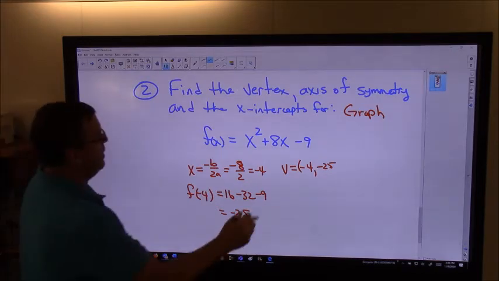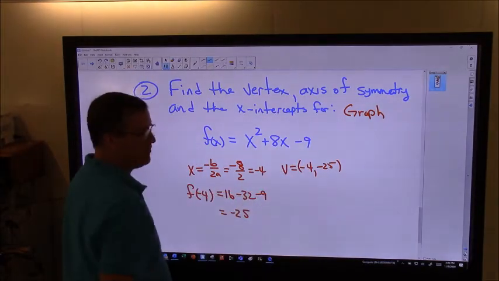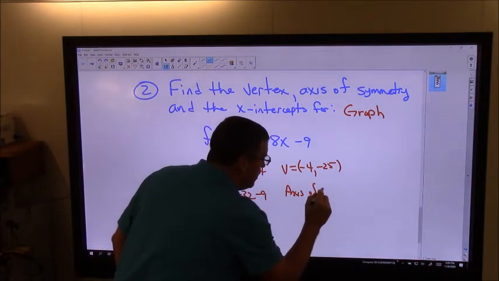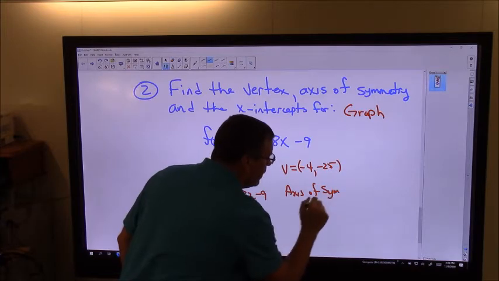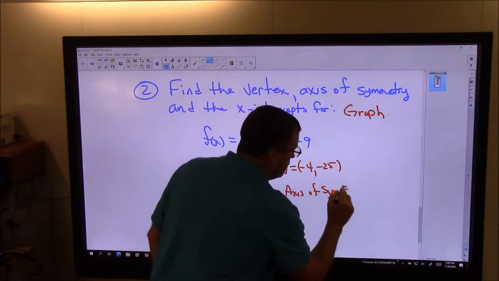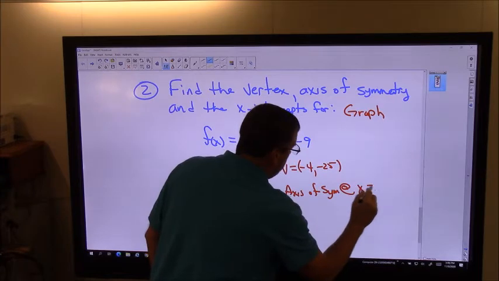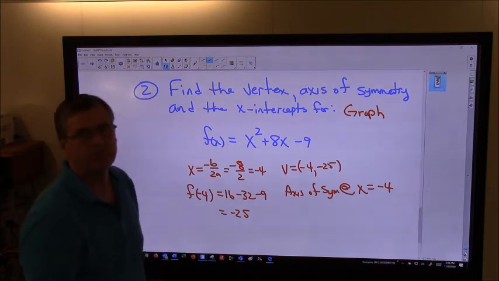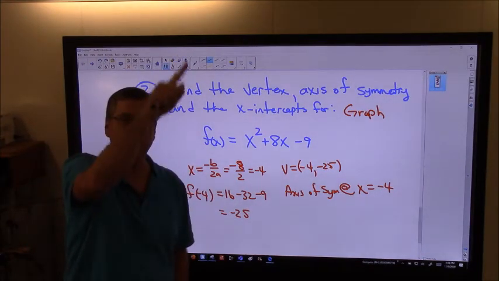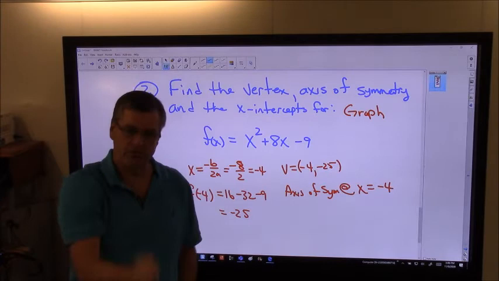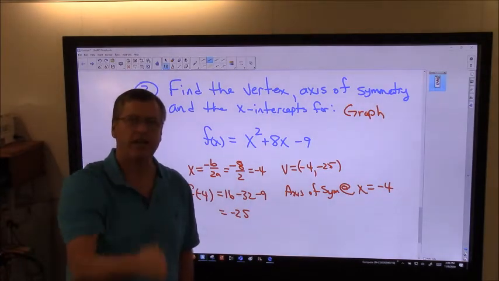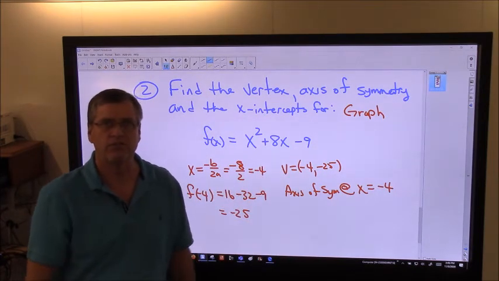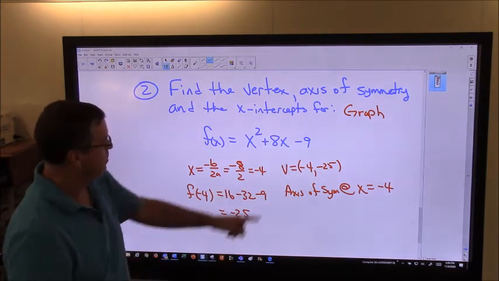And so then they also ask us to find the axis of symmetry. So the axis of symmetry is at x equals negative 4. It's always x equals whatever that number is, right? Because every parabola is going to run up or down like this, or like this. That axis of symmetry is going to go right through the vertex, and it's going to be the line x equals whatever we're going through on the x-axis, which has to be the same as the x-coordinate of the vertex.